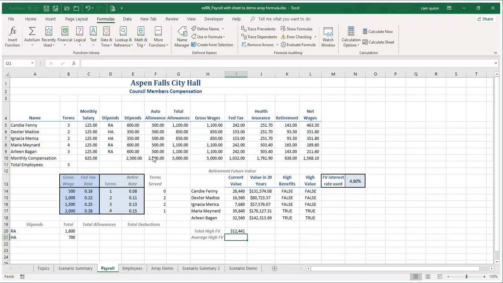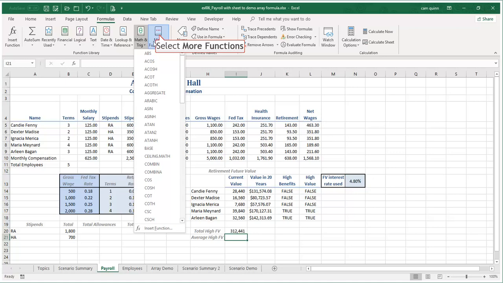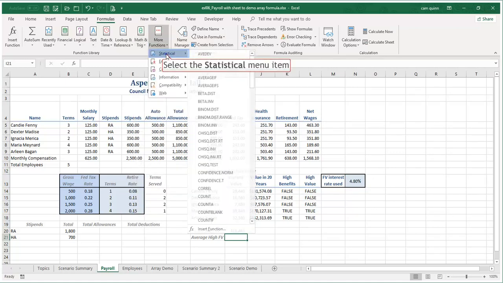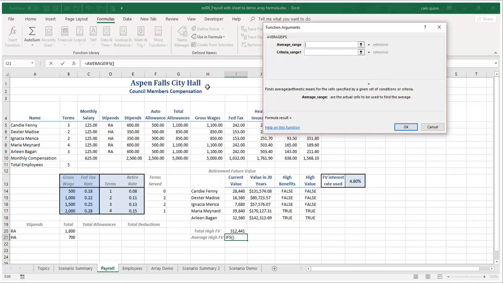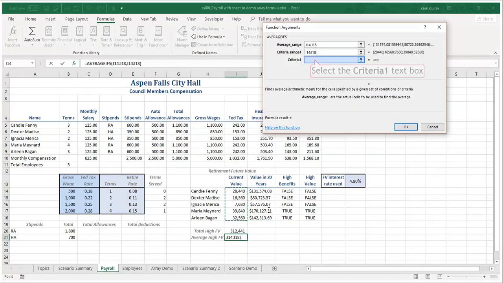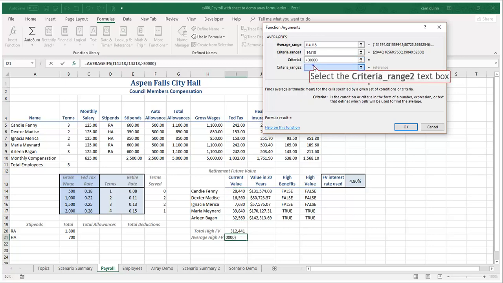And we're going to say my average range is this. So I'm going to average this. My criteria is this, greater than 30,000, and high value equals true. And you don't need to put the equal sign in, it's assumed. I click OK.